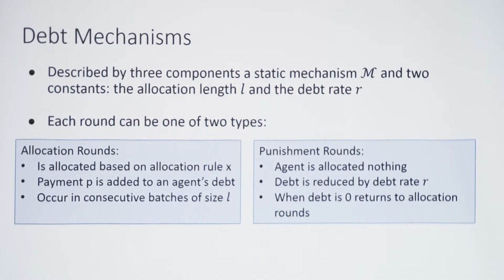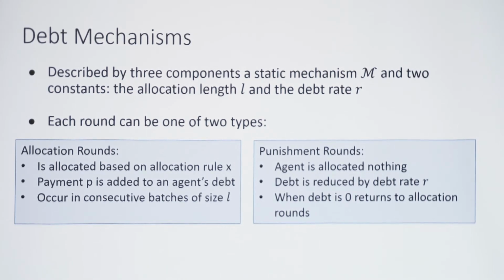Now we can introduce the family of dynamic mechanisms that's going to make this reduction possible. And we call these mechanisms debt mechanisms, and they're specified by 3 components: an underlying single round mechanism M, and 2 constants, an allocation length and a debt rate. And each interaction an agent has with the debt mechanism can be one of 2 types of rounds. Either an agent's in an allocation round, and in an allocation round, an agent is allocated based on the underlying single round mechanism, and he's charged a payment accordingly. But rather than being charged with money, this payment's just accumulated as debt to the system.